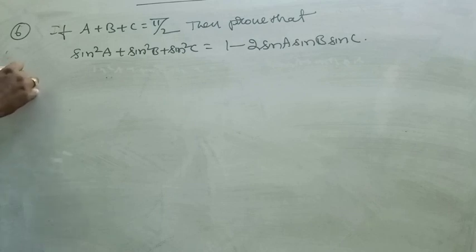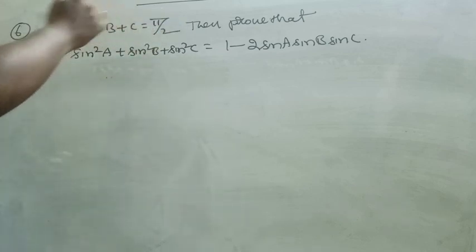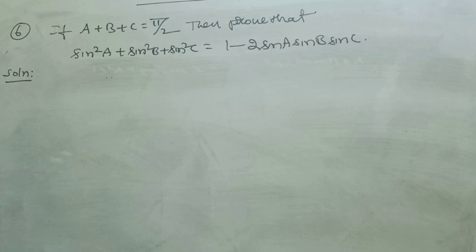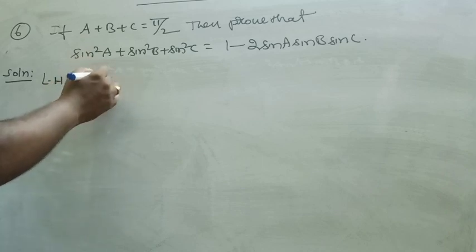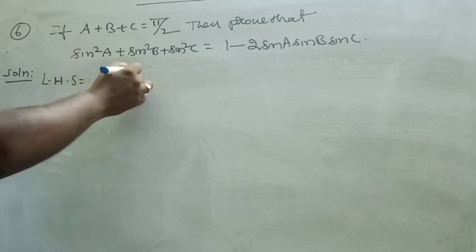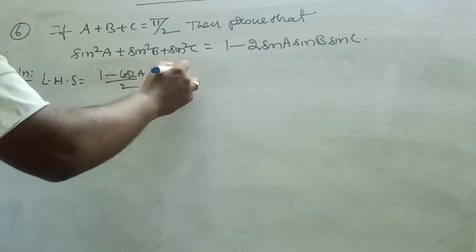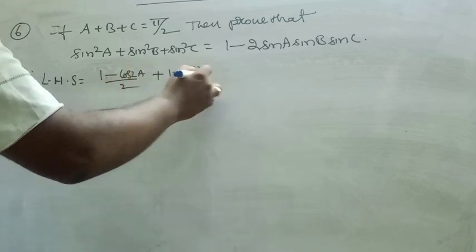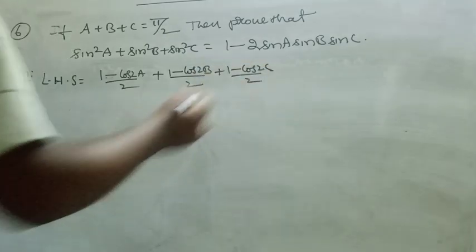They have given that a plus b plus c equal to pi by 2, which means 2a plus 2b plus 2c is equal to pi. Just multiply like that. See how we are going to do it. Let us take this left hand side part, my dear students. Here, sine square a, we know already, equals (1 minus cos 2a) by 2. Sine square a is nothing but (1 minus cos 2a) by 2, plus (1 minus cos 2b) by 2, plus (1 minus cos 2c) by 2.